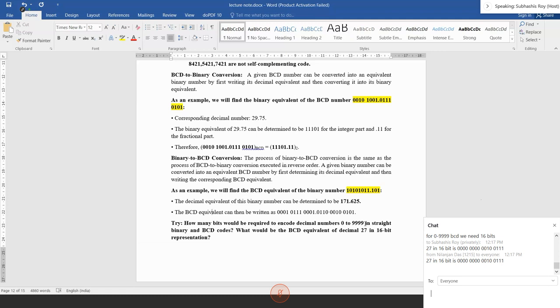For BCD, we are taking 4 bits for each decimal digit. So 4 digits times 4 bits is 16. Exactly, correct.